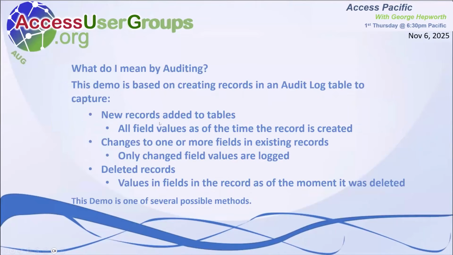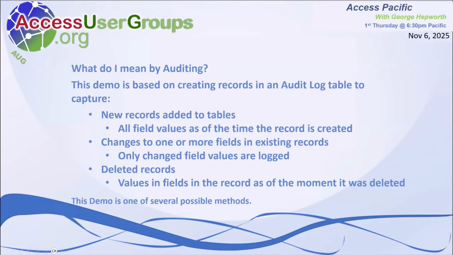Let's dive in. It will run the auditing to create new records. It'll capture the values of new records when they're added to the table as of the time the record is created. If changes are made to one or more fields in existing records, only changed data field values are logged. And I do this by comparing new value to old value. If they're different, log it. If they're the same, that field didn't get changed, don't log it.